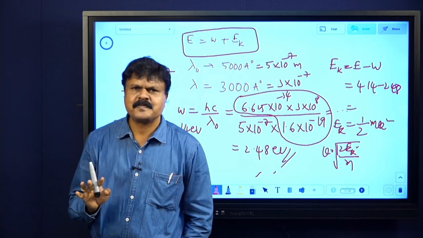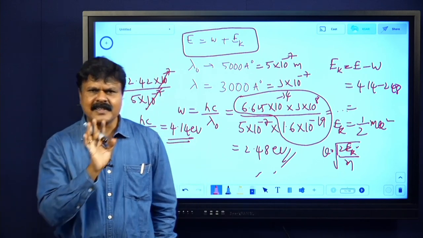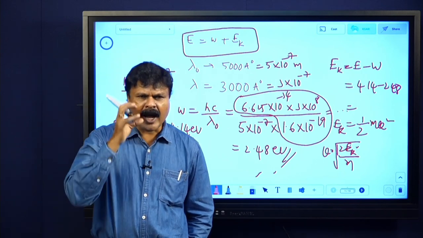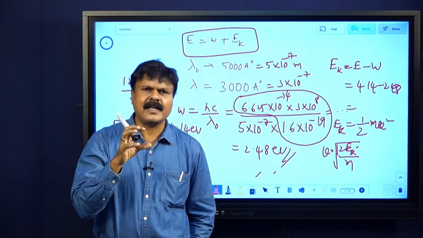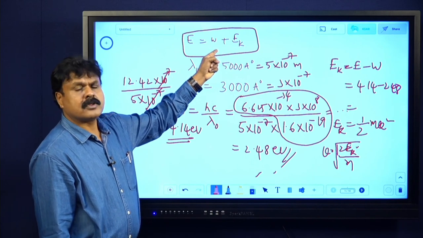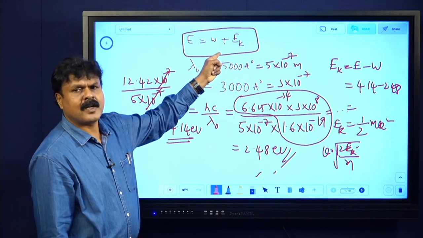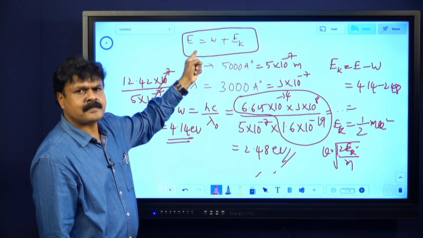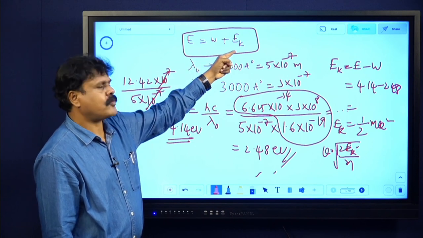These are the problems. Other types of problems will also come. Have this idea; if you have this idea, it will be enough. Sometimes I might give W, which makes it easier. I will give W and lambda, and I will ask you to find Ek.